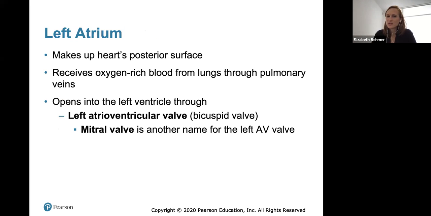Here's then the left atrium, which makes up the heart's posterior surface. It will receive oxygen-rich blood from the lungs through the pulmonary veins. It opens into the left ventricle through the left AV valve, also known as the bicuspid valve, because there's two flaps to it. It's also known as the mitral valve. So you'll see mitral valve often referred to for the left atrioventricular valve.